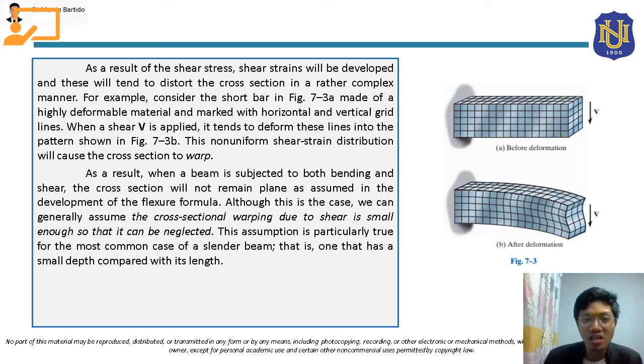Okay, so this assumption is particularly true for the most common case of a slender beam. Okay, so slender beam, class, that means that is one that has a small depth compared with its length. Kasi, class, dito sa discussion natin about beams, yung mga beams natin, class, na ina-analyze, they are long beams, they are slender beams. Okay, because yung depth ng beam natin, class, that is way smaller compared dun sa length ng beam. Okay, kaya in this case, class, the warping na nangyayari due to shear, it will just be neglected.